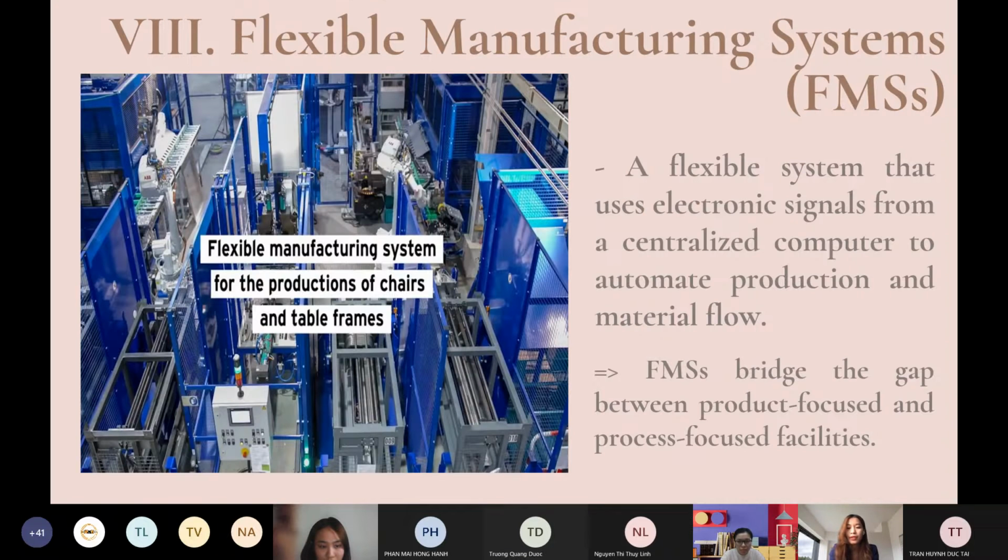Otherwise, we have the flexible manufacturing system. An FMS is a flexible system that uses electronic signals from a centralized computer to automate production and material flow. The result is a system that can economically produce low volume but high variety. For example, the Lockheed Martin facility near Dallas builds one-of-a-kind spare parts for military aircraft. FMSs bridge the gap between product-focus and process-focus facilities.